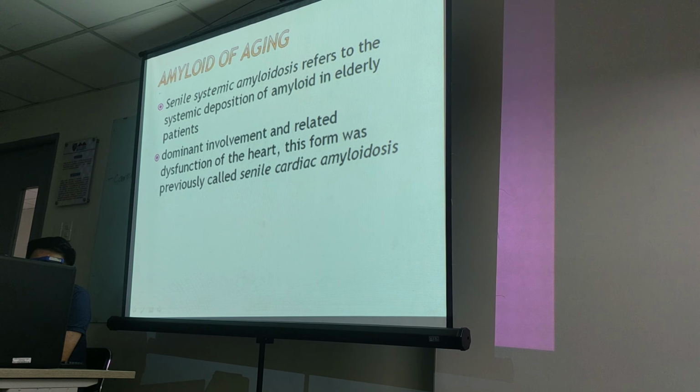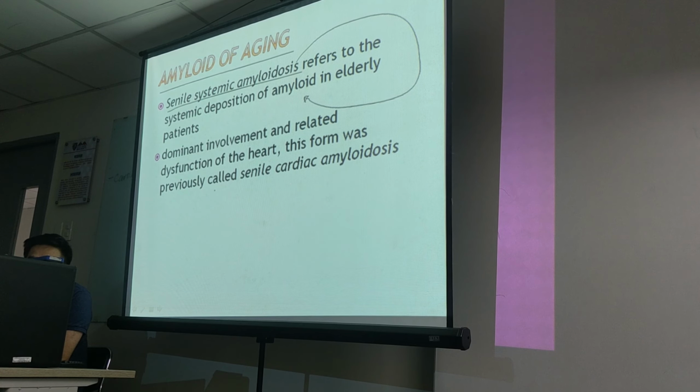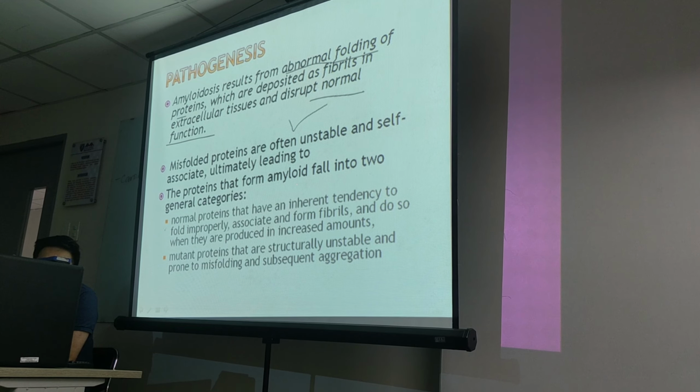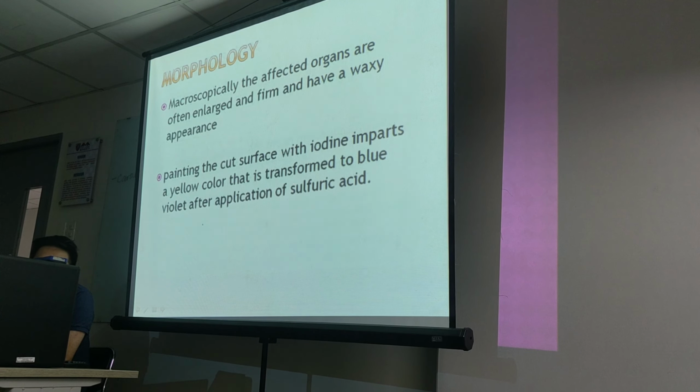If you age, you also deposit amyloid. Senile systemic amyloidosis refers to systemic deposition of amyloid in elderly patients. Dominant involvement and related dysfunction of the heart is the predominant effect of this type. Generally, amyloidosis results from an abnormal folding of proteins which are deposited as fibrils in extracellular tissue and disrupt normal function. These folded proteins are often unstable and self-associate. Proteins that form amyloid fall into two categories, normal and mutant proteins.